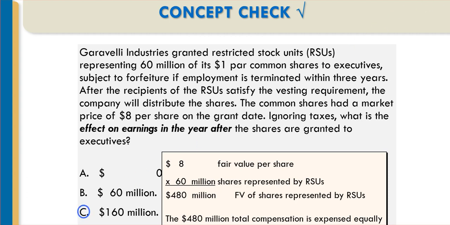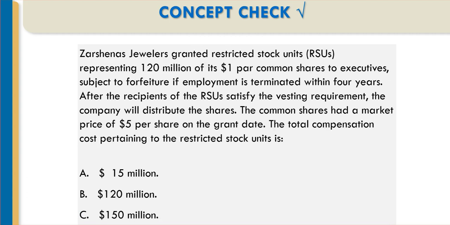The bottom one, you cannot see that option. The bottom option said 480. 480 million again is not compensation expense. That is compensation cost associated with the grant.